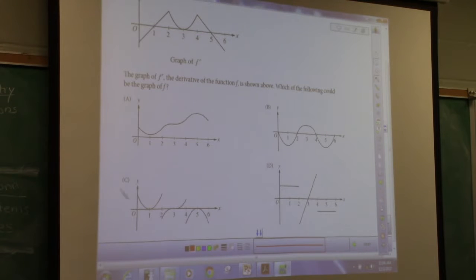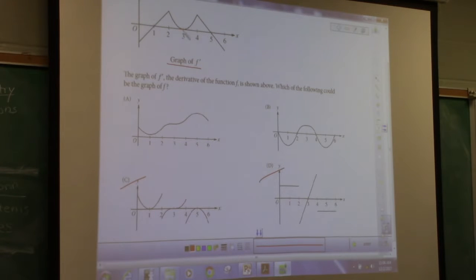Well, we've got to dig deeper and figure out what's going on from 0 to 1. If this is the graph of f prime on the interval 0 to 1, what's the function doing? Decreasing. Okay? Both of those are decreasing from 0 to 1, so they're both in play. All right, what about from 1 to 3? What's the function doing? Increasing. All right, both of them are increasing, it appears, from 1 to 3.